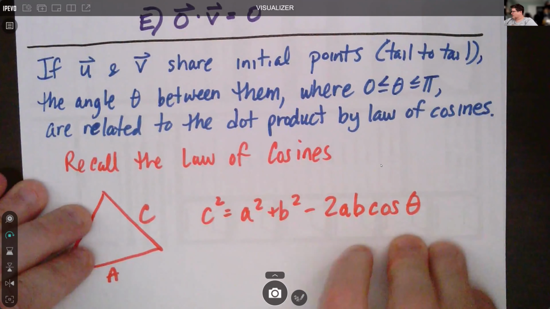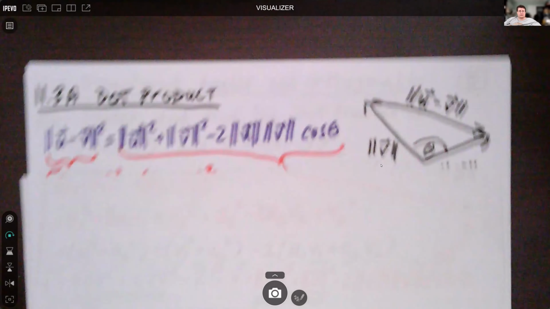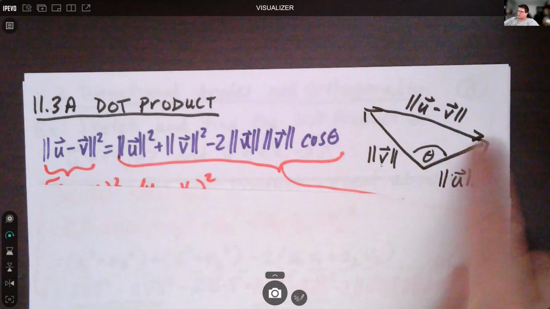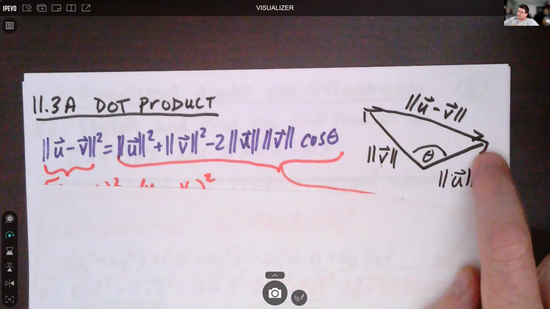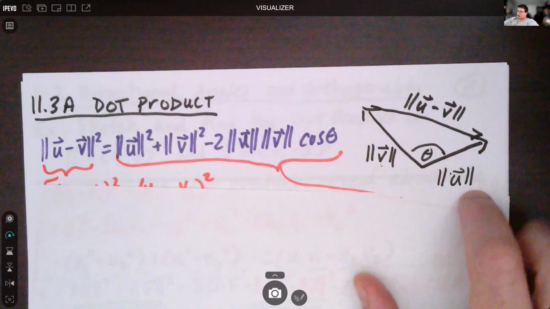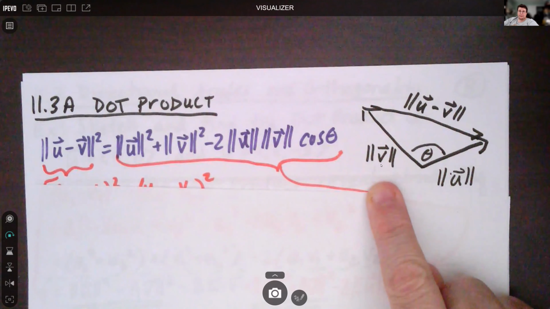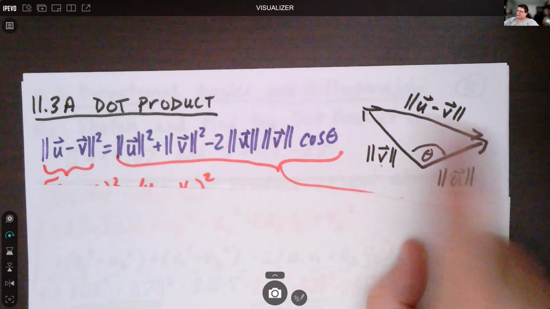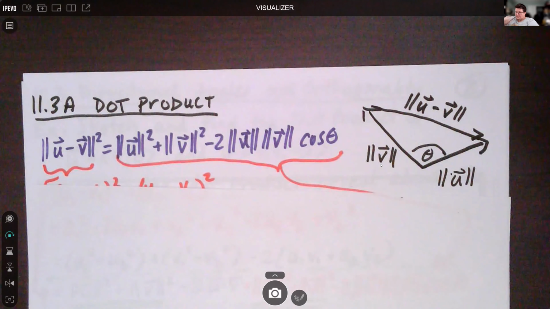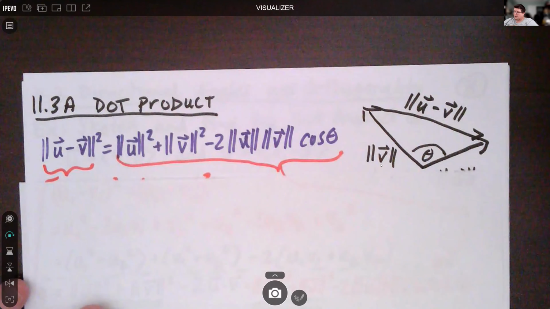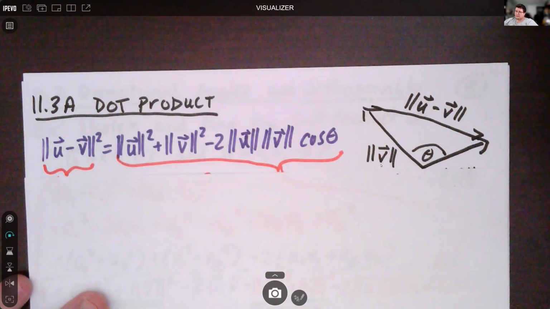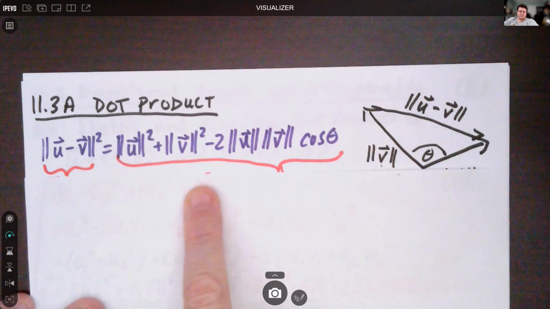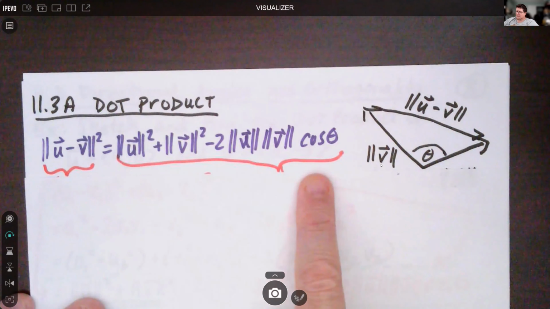Now, when we shift that to 3 dimensions, if I'm looking at the angle right there, u and v, there's the u vector, there's the v vector. The lengths of them are the norm of u and the norm of v. And this over here is u minus v. Remember, we do the endpoint minus the starting point. So the norm of u minus v squared, just plugging stuff in from the law of cosines, is the norm of u squared plus the norm of v squared minus 2 times the norm of u times the norm of v times the cosine of the angle between.